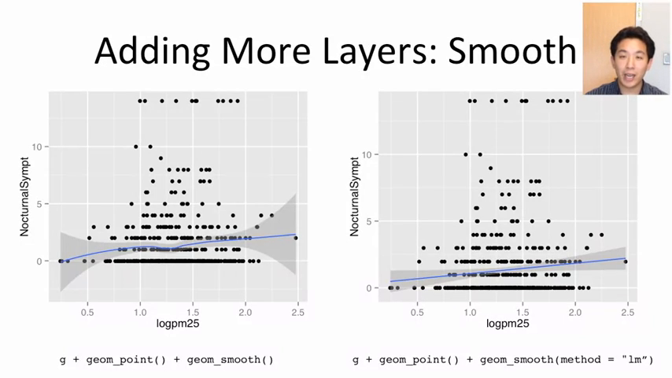Here on the right-hand side, you can see I've remade the plot, and I've added the geom_smooth, but I give it an option. I said method equals LM, and this will do a linear model instead of a LOESS smoother. You can see that on the edges of the linear model, the uncertainty in the confidence bands is a lot smaller than it is for LOESS. And generally speaking, there seems to be an increasing trend with PM 2.5 and nocturnal symptoms.